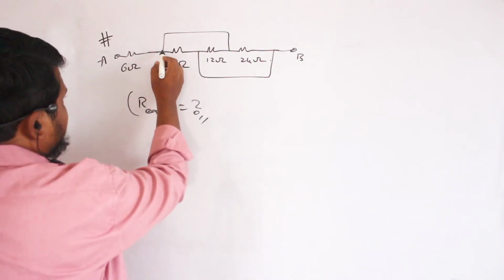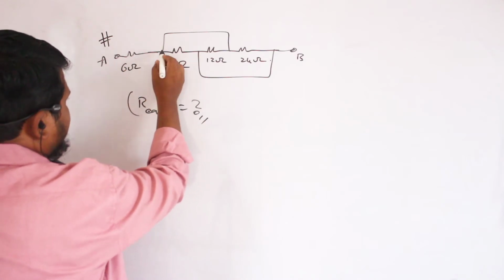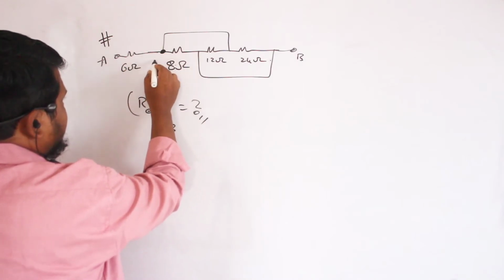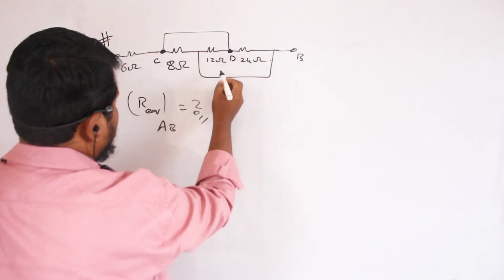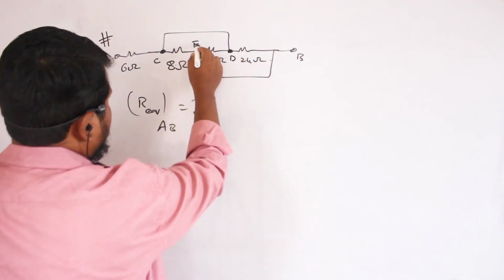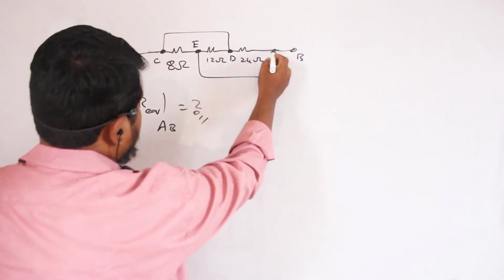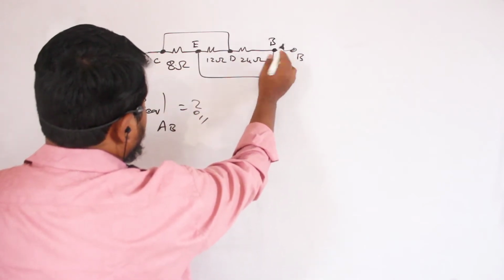Clear now? So, no, they are not connected to A and B. Let us see. So let us consider this is a terminal C. Clear now? And this is a terminal D. So this is a terminal E. Clear? And this is terminal B. If this is B, this is also B only.